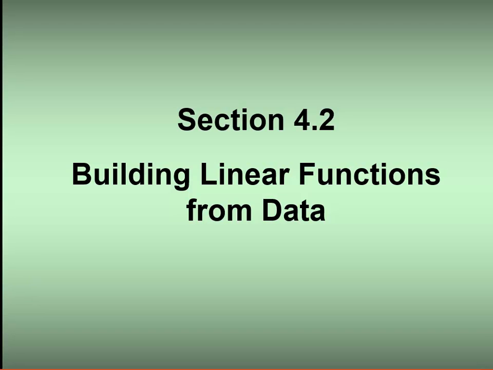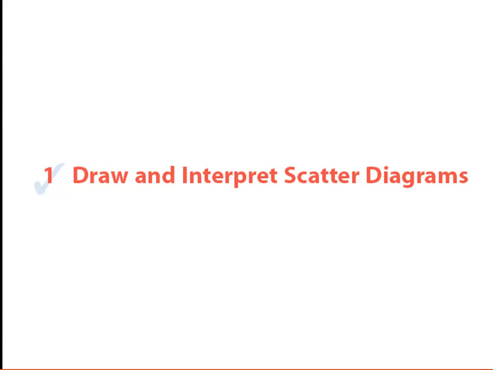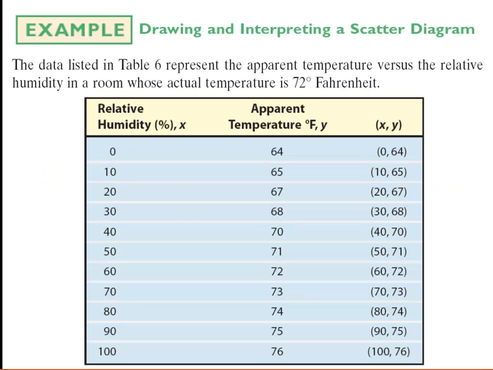All right, so in this video we're going to take a look at section 4.2 and we're going to look at building linear functions from data. So the first objective in this section will be to draw and interpret what we call scatter diagrams. All a scatter diagram really is, we're going to plot the points given from a data set.